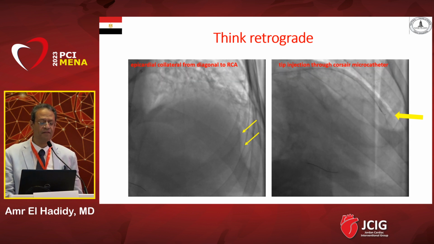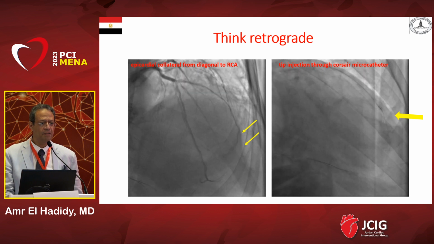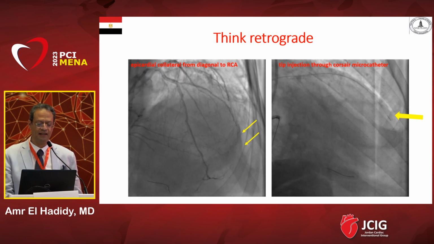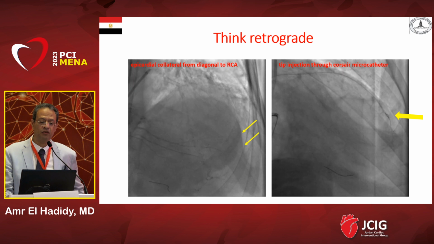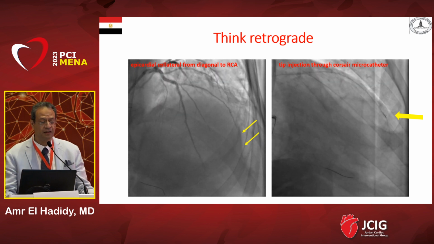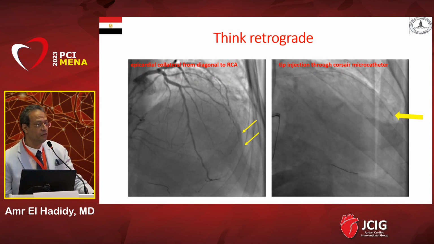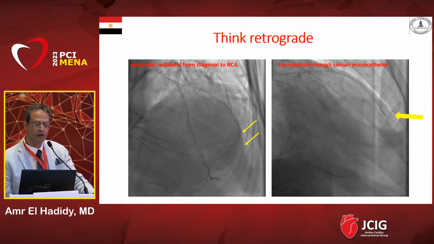In this case, we have an epicardial one coming from the diagonal branch to the distal RCA. And this diagonal branch, you can test it by tip injection from the microcatheter. It's very helpful to go with the retrograde wire.